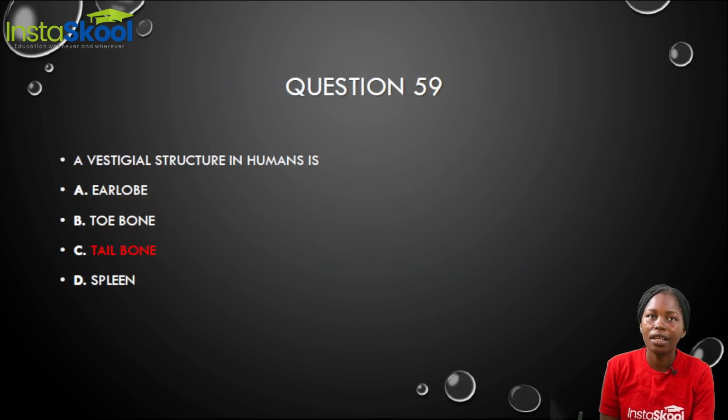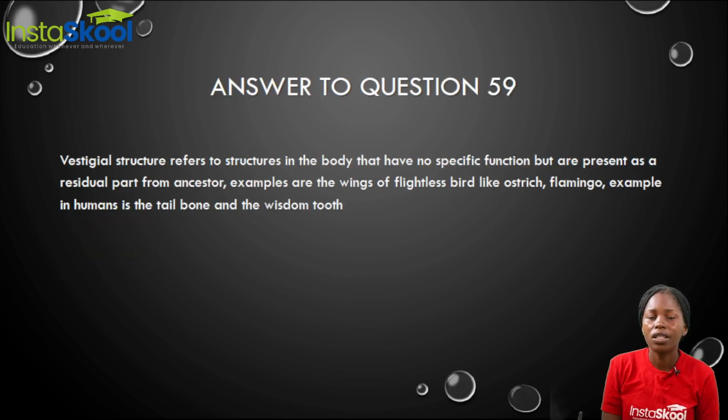Question 59 says, vestigial structure in humans is dash. When we talk of vestigial structure, we are referring to the structures in the body that have no specific function, but they are present in our body. This is due to the residual part from ancestors. Some examples of vestigial structure, such as in flightless birds, their wing is a vestigial structure because they cannot fly with the wing, but they have it.